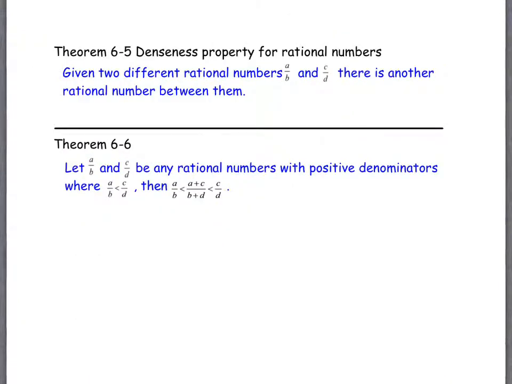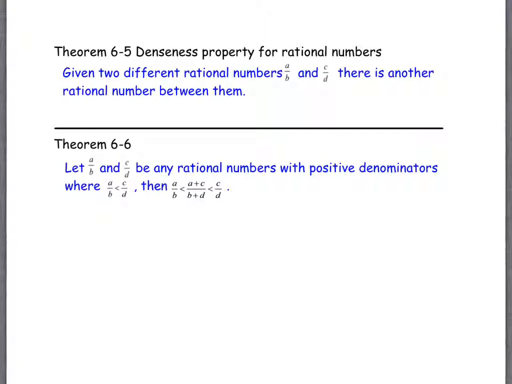All right, let's take a look at Theorem 6.5. Theorem 6.5 is actually a really important theorem. It tells us that if you have 2 rational numbers, there's always another rational number between them. And this is unique because this does not happen with natural numbers or whole numbers or integers, which are the 3 sets of smaller types of numbers that we talk about in Math 1. You can't do that, right?